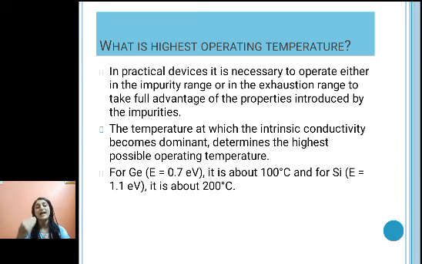The temperature at which the intrinsic conductivity becomes dominant, meaning most of the conduction is because of the breaking of covalent bonds, determines the highest possible operating temperature. If you take the example of germanium with a band gap of 0.7 electron volt, it is around 100 degrees Celsius, and for silicon with a band gap of 1.1 electron volt, the highest operating temperature is of the order of 200 degrees Celsius.